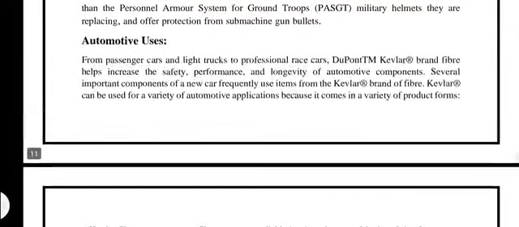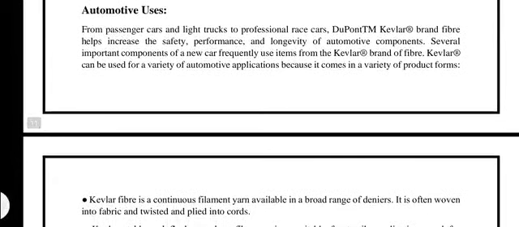The next application is automotive use. From passenger cars and light trucks to professional race cars, DuPont Kevlar brand fiber helps increase the safety, performance, and longevity of automotive components.